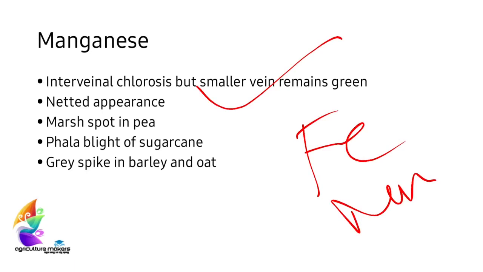Added to this, due to the characteristic green color in the smaller veins, a netted appearance is exhibited in case of manganese deficiency. In particular, marsh spot in pea, pahala blight of sugarcane, and grey speck in barley and oat are due to deficiency of manganese. You have to remember all those things.